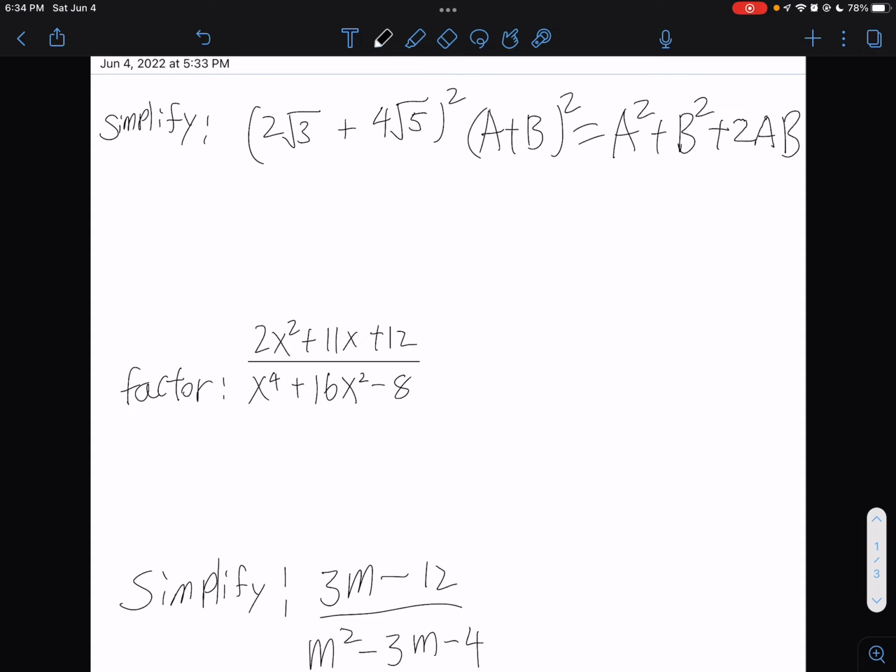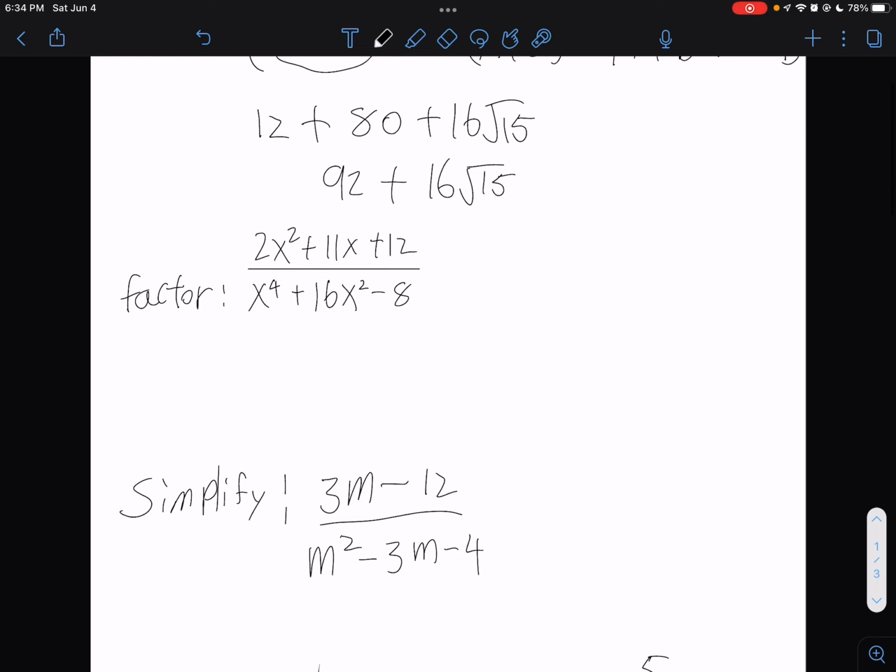So 4 times 3 equals 12, plus 16 times 5 equals 80, and then 2ab. So we do 3 root times 5 root, which is 15 root, and then we get 2 times 4, which is 8, and then multiply by 2, which is 16, and then the final answer will be 92 plus 16 root 15.